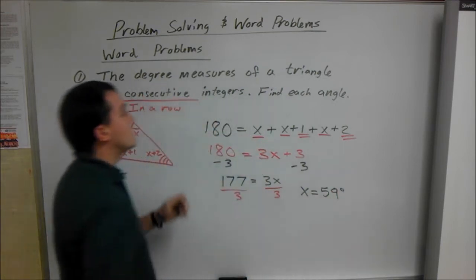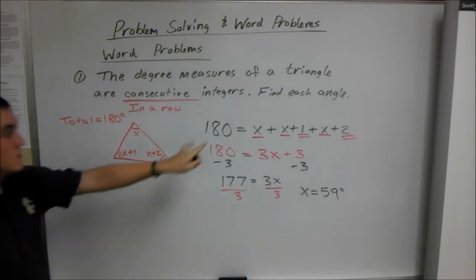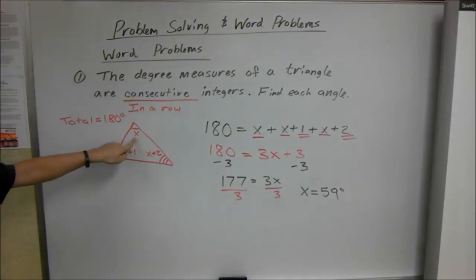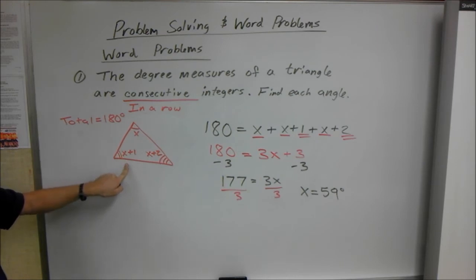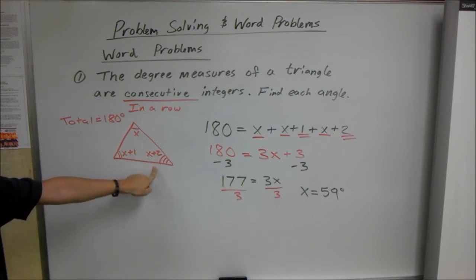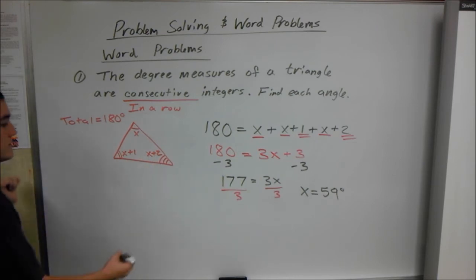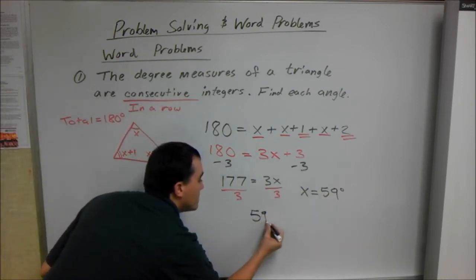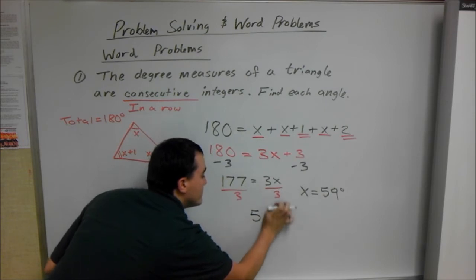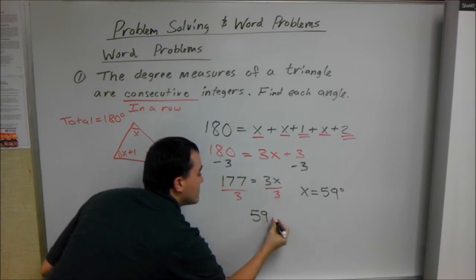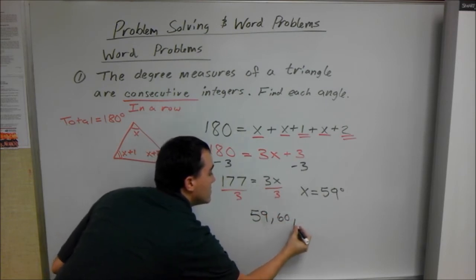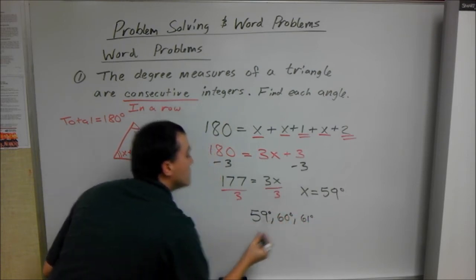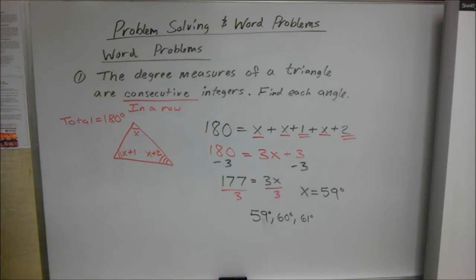But that only tells us one of the measures of the angles. We have to find each of them. So if the lowest one is 59, we know the next one's going to be 60, and then 61. So the 3 degrees of the triangle are 59, 60, and 61. And those all add up to 180. So they have to be our answer.